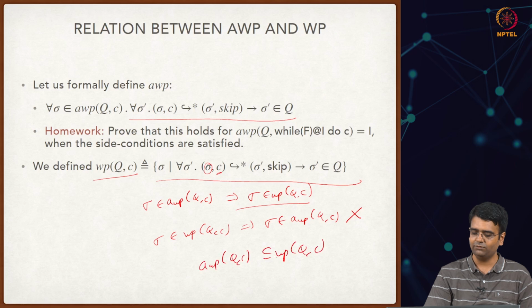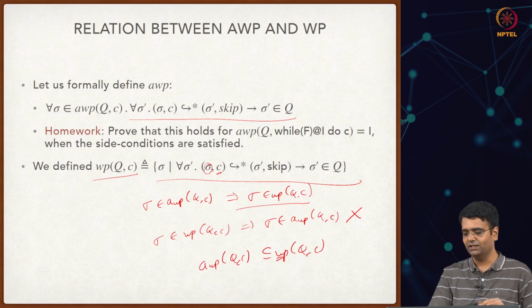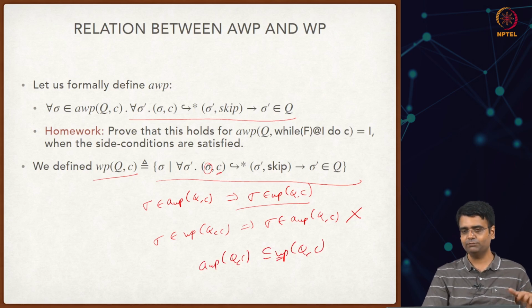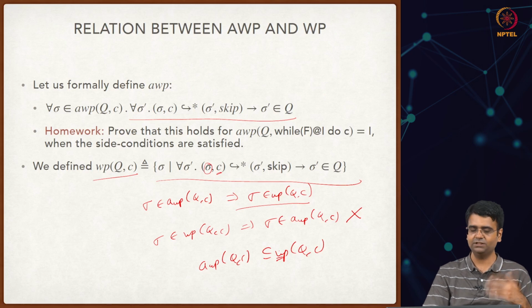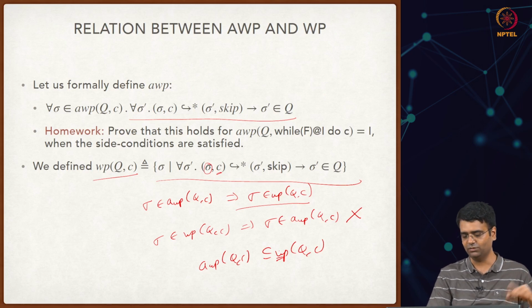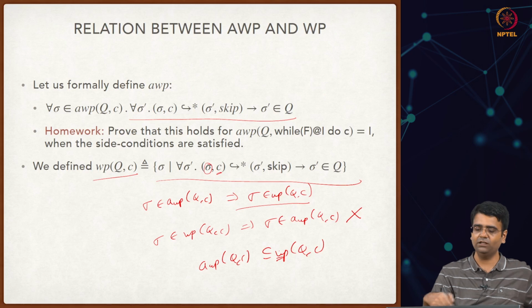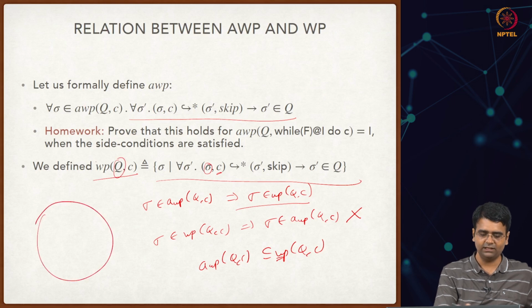Recall that we had seen this: weakest in this particular terminology always means the greatest set. So the weakest precondition is the greatest set of states such that if you start the program in any of those states, and if the program terminates, you are guaranteed to end up in the target state. While all we can say about AWP is that it is a subset of WP. Again, in terms of a Venn diagram, you have WP Q comma C, which is a bigger set than AWP Q comma C.